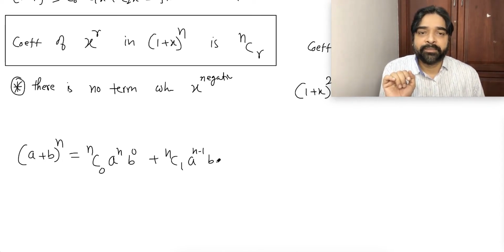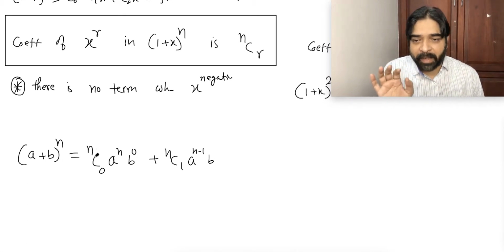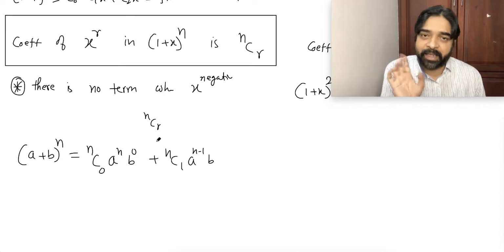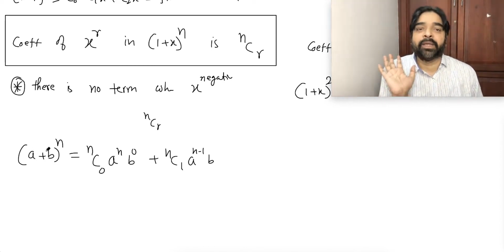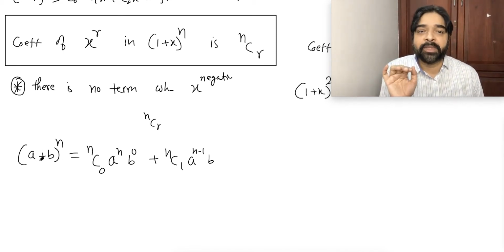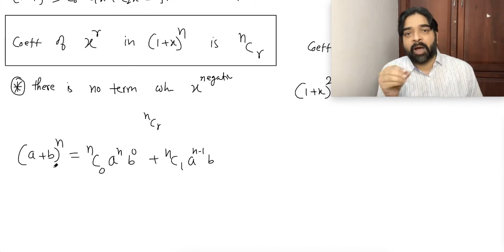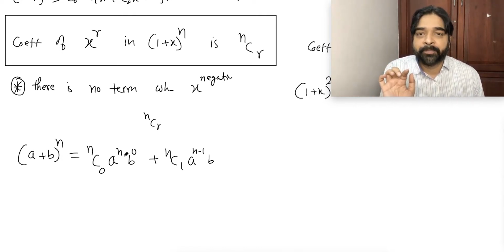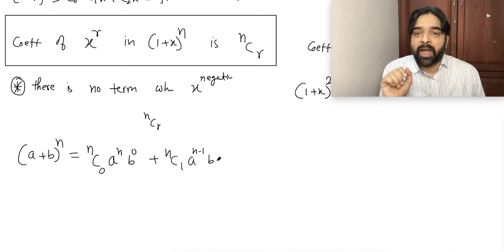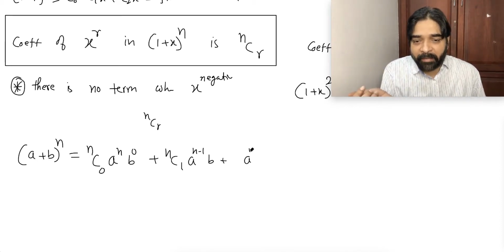Are you getting my point? Whenever I am writing nCr, the meaning is that I am giving n minus r objects to a and r objects to b. I am distributing n objects into a and b. Whatever objects they get, that is what I write in the power. So what are the possibilities? Either a will get all n objects and b will get 0. Or a will get n minus 1 objects and b will get 1 object. Or a will get n minus 2 objects and b will get 2 objects.